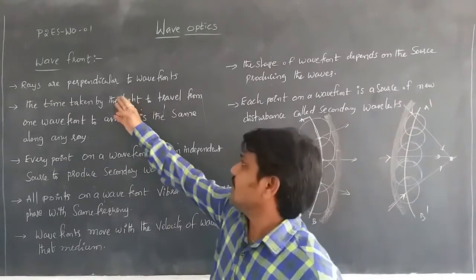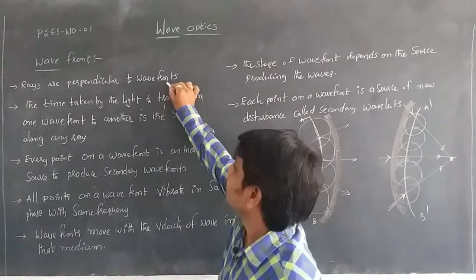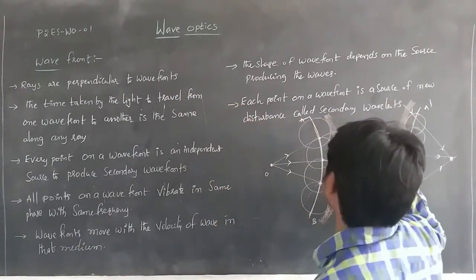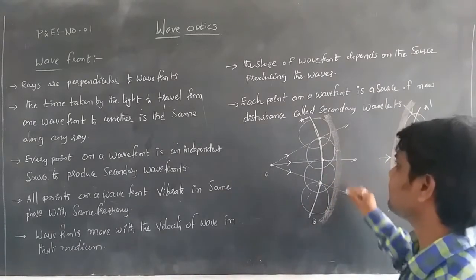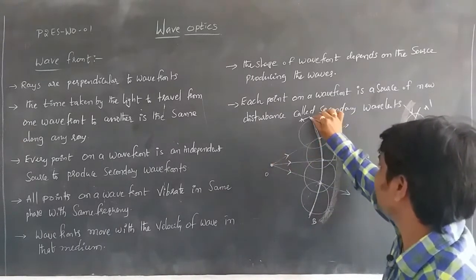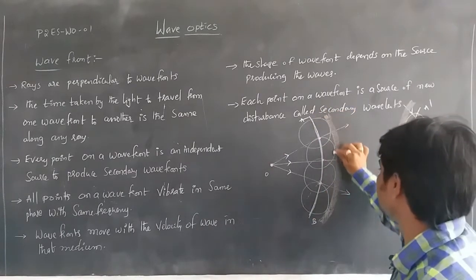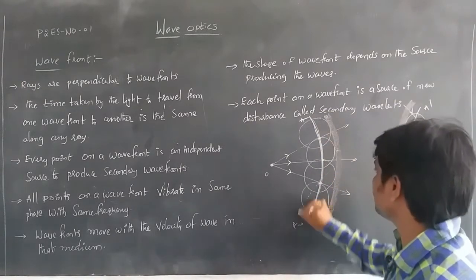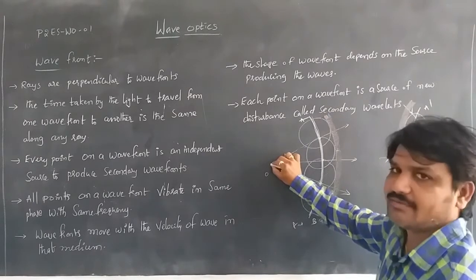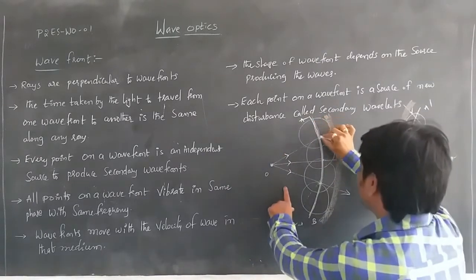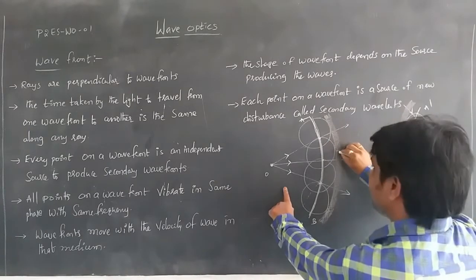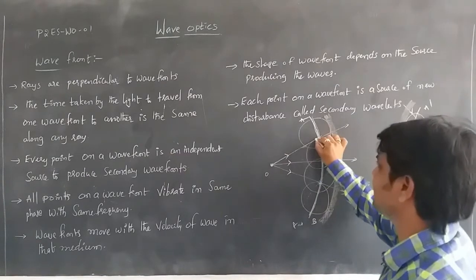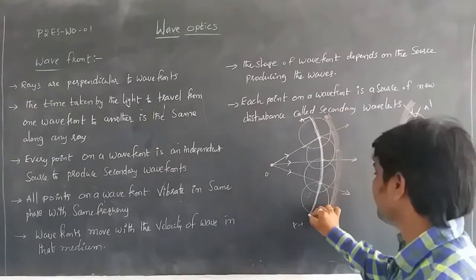First of all, rays are perpendicular to wavefronts. Here is the source of the light. Consider this the primary wavefront, formed at t equal to 0 when the light passes from the source, and this is the secondary wavefront. Here the light rays pass like this. Rays are always perpendicular to the wavefront.